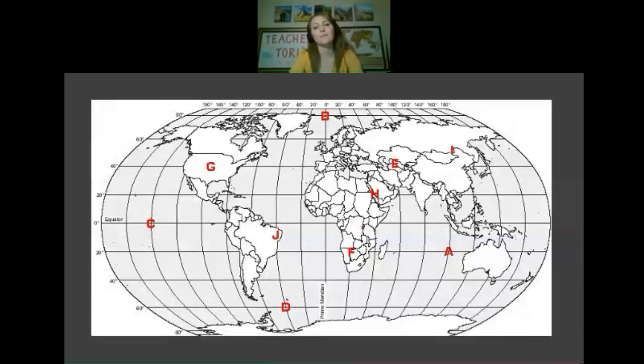Let's do one more for good measure. This time I'm going to flip it. You have to give me the coordinates for country, or it's not a country, but location D. What would be the coordinates? This is a little trickier.